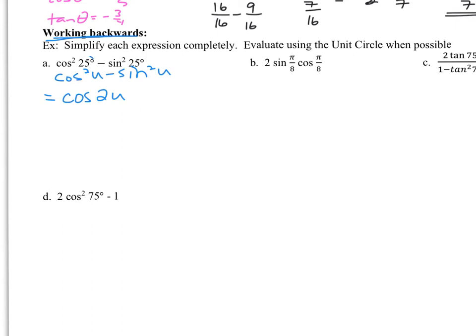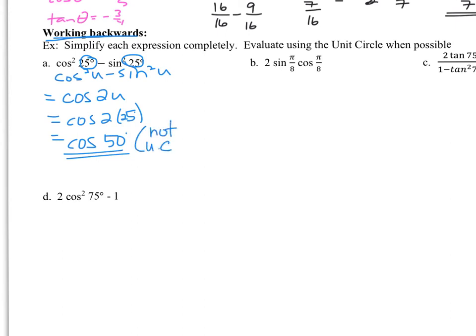Well, u is 25. It's whatever angle's plugged into that formula. If I substitute that in for u in the condensing, put the 25 in there, 2 times 25 is 50. And that just gives you cosine 50. At this point, is 50 one of our specific unit circle locations? Unfortunately, it isn't. So that means this is as far as you can go. So this is not unit circle friendly, which means we can't evaluate it on the unit circle. And that's all you do to condense it to one term.